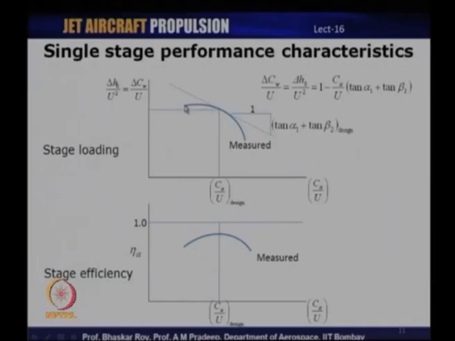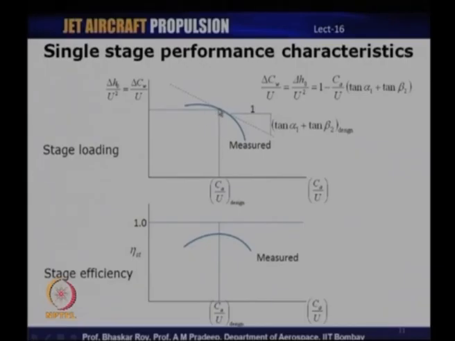So, what we will see is the one indicated by this thick blue line refers to the measured loading characteristics as C A by u is changed, which could be either by changing the mass flow or by the speed. So, we observe a characteristic as shown here, which means that as we reduce the mass flow, the pressure rise or the stage loading increases up to a certain point, and then subsequently if we continue to reduce the mass flow, it will decrease. And this has certain implications which we will discuss during the multi-stage performance characteristic as well.